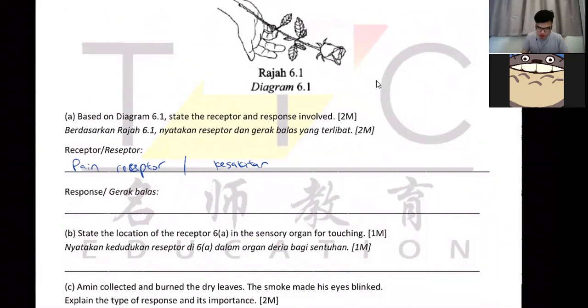Okay, response involved. What is this response? Is it reflex action? I think this is reflex, right? Have you learned what is reflex action? Okay, tindak balas, reflex. Reflex is when you touch something hot and then you see, this is involuntary.